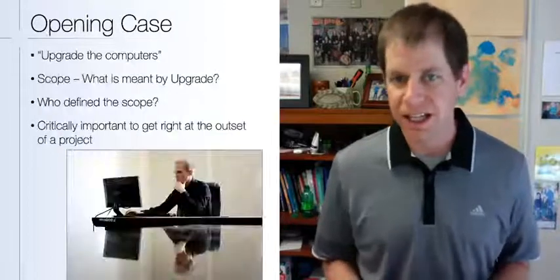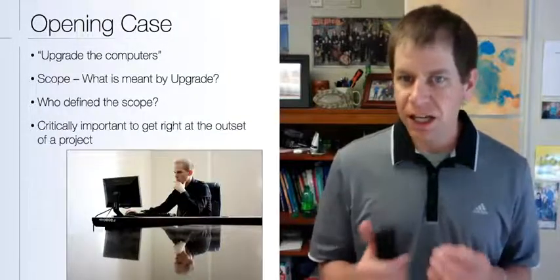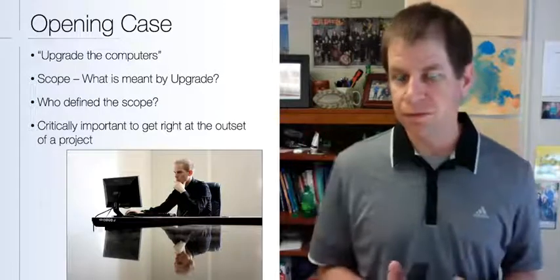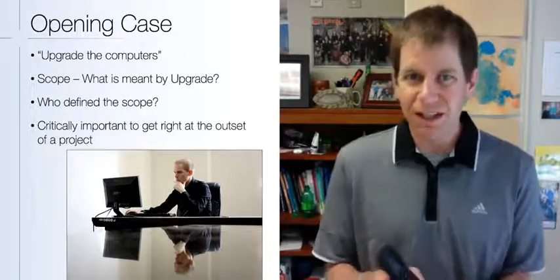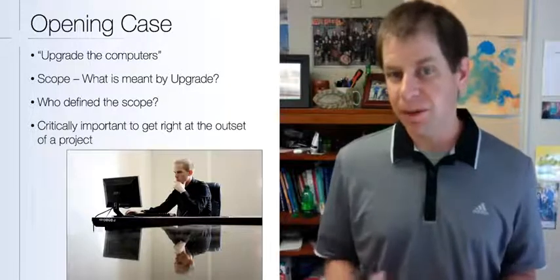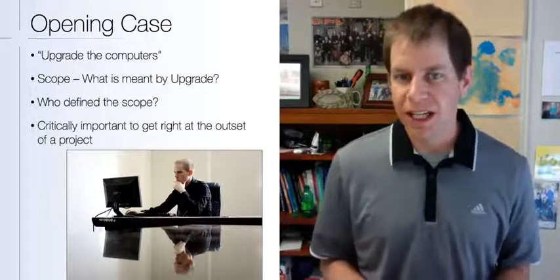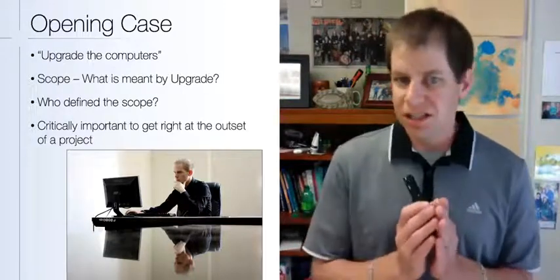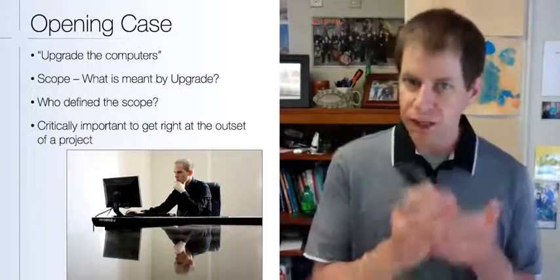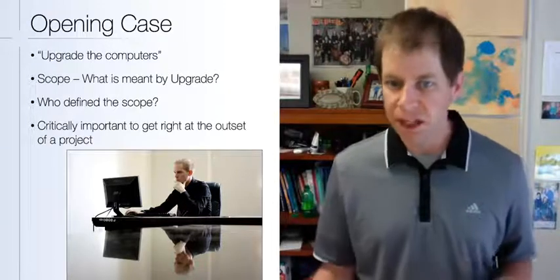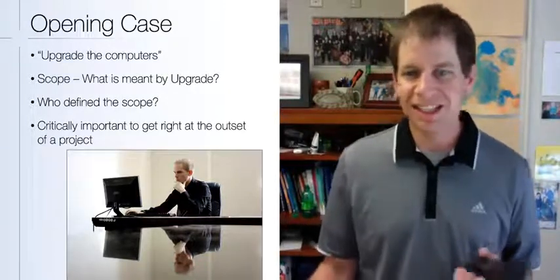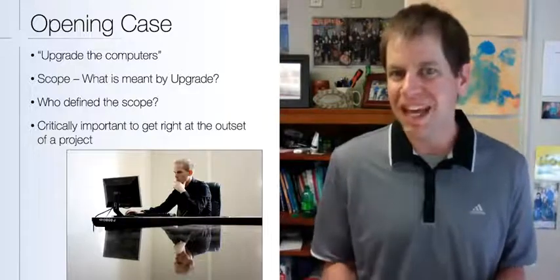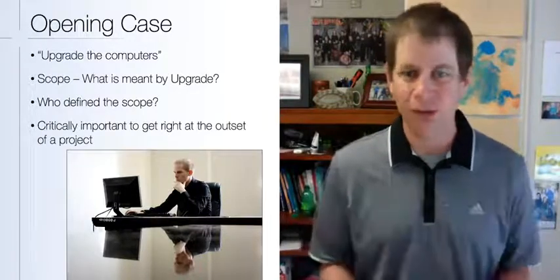So hopefully those two examples give you an idea of what I mean when I say project scope. It's the work that you need to do on a project. In the opening case, the project was about upgrading the computers. Well, figuring out the scope involves defining what do you mean by upgrade? Who defined that scope? What does that scope mean? Does it mean every computer in the company or just some computers? Does it mean upgrade hardware, software? What components of hardware need to be upgraded? What about ancillary components like desks? What does upgrade the computers mean? And figuring that answer out is the scope of the project.